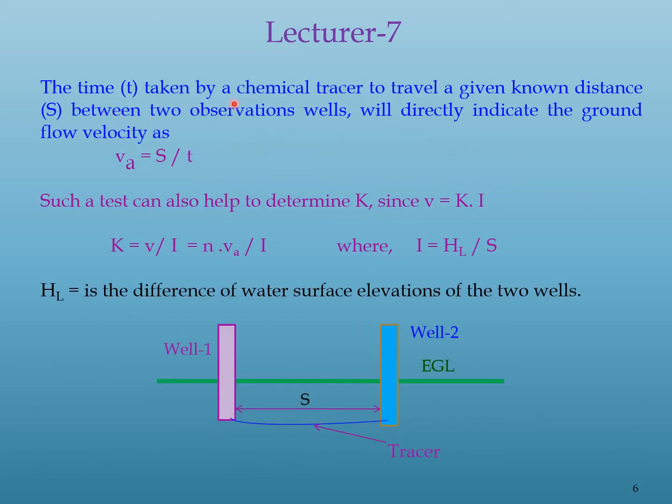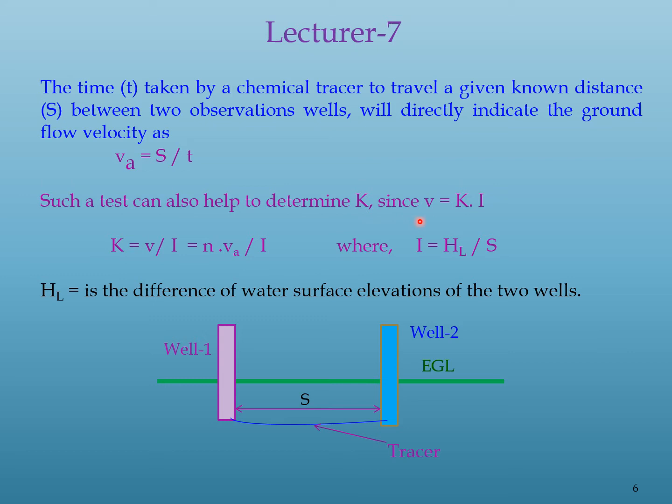If t is the time taken by a chemical tracer to travel a given known distance s between two observation wells, the velocity can be calculated by using the equation Va equal to s divided by t, where s is the distance between two observation wells and t is the time taken by the chemical tracer to travel this distance s. From this test, we can calculate the value of k.